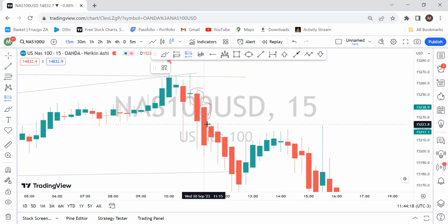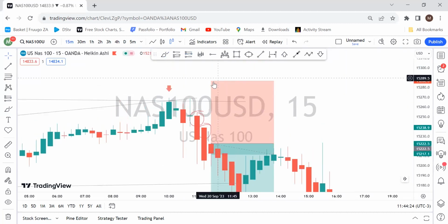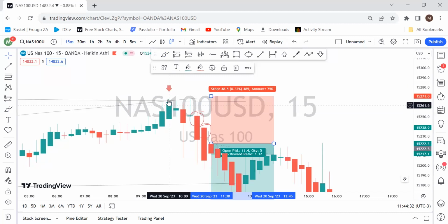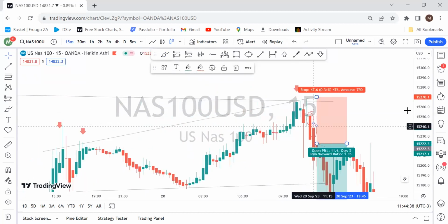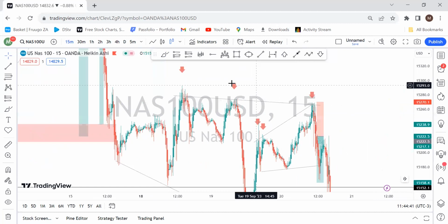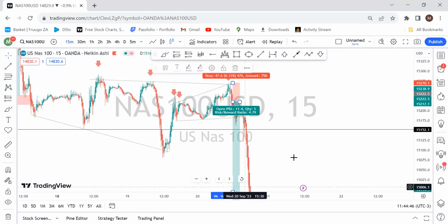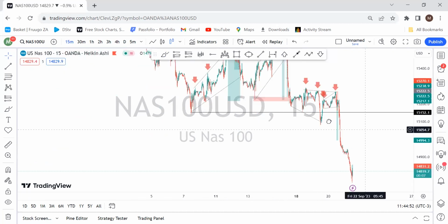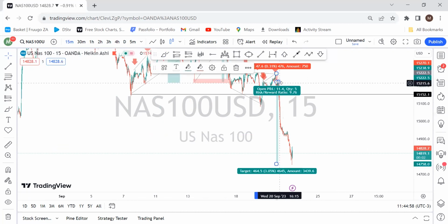So we execute at the opening of the third one, and we place our stop loss right above the highest point, which is this wick right here, right below this arrow. That's the highest point. So we put our stop loss right above it, and then we scale down all the way down. So you can see it was a huge market movement to the downside. Very huge.